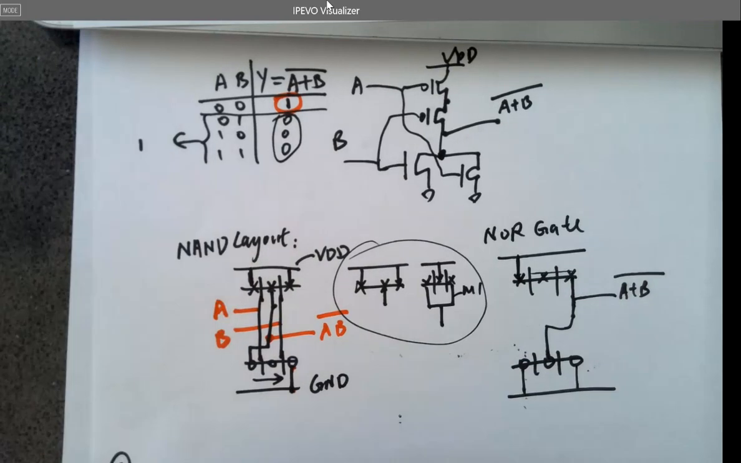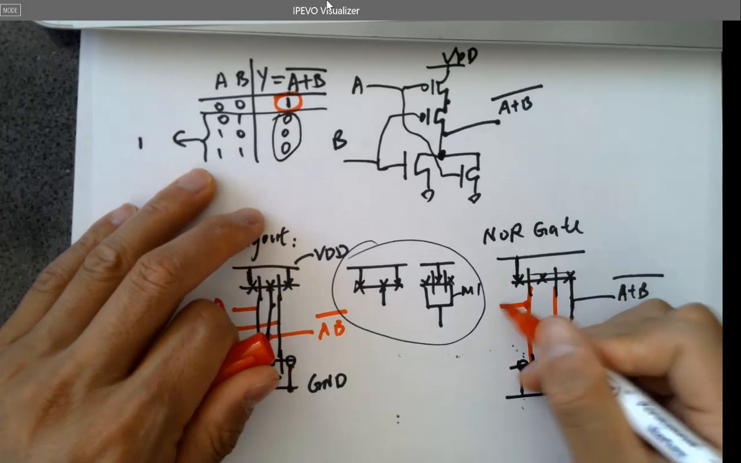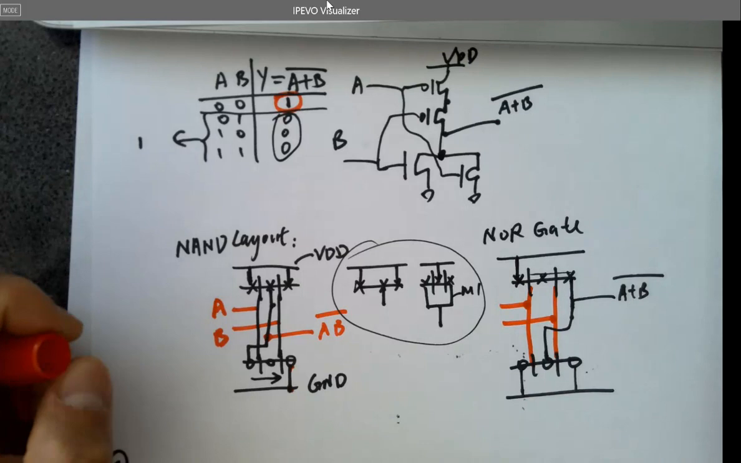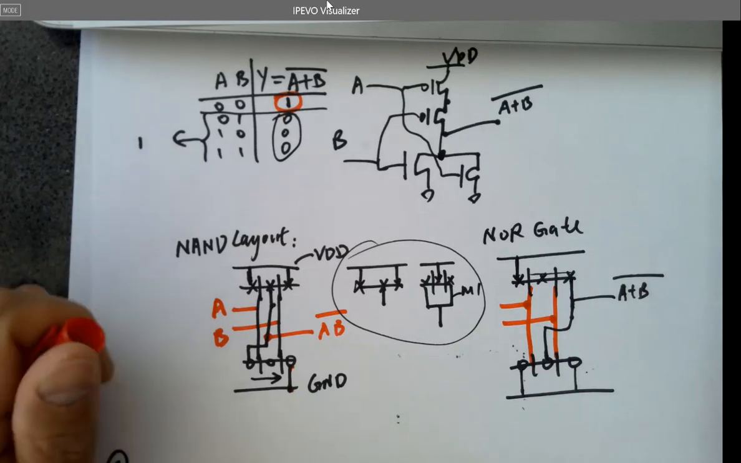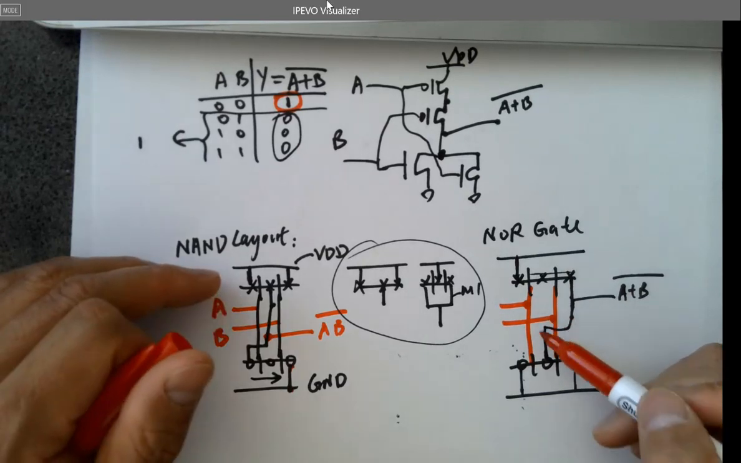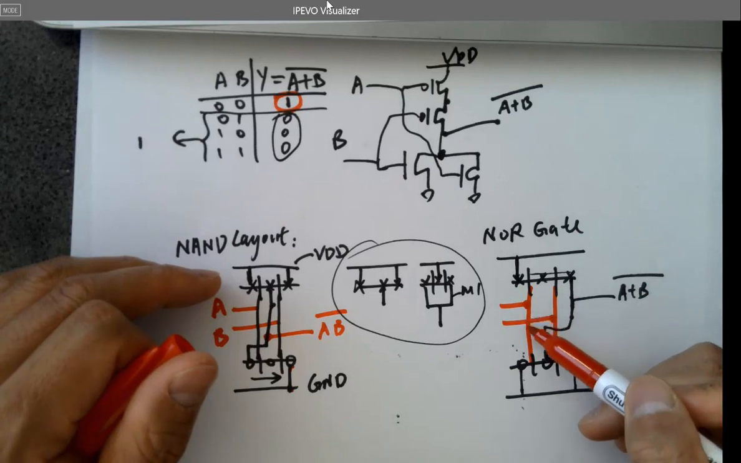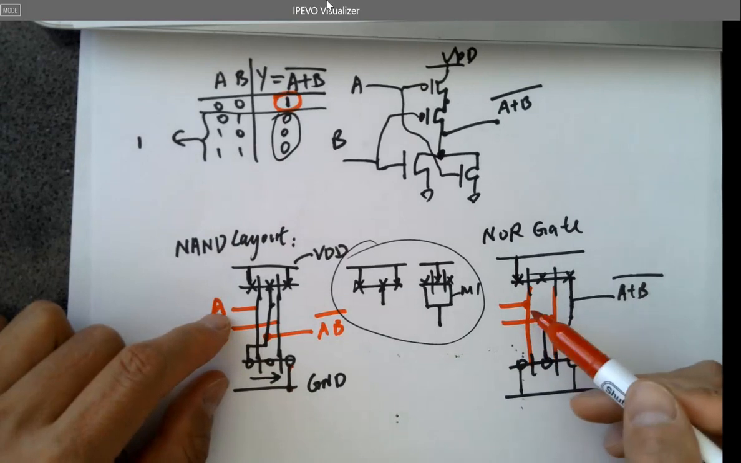And these are polys. I'm using a different color here. These are polys. So which is A, which is B? I'm drawing the input like this, but in the real world, it's not going to work because they are both polys. They are interconnected if you draw it that way. It's the same layer, so we shorted it.